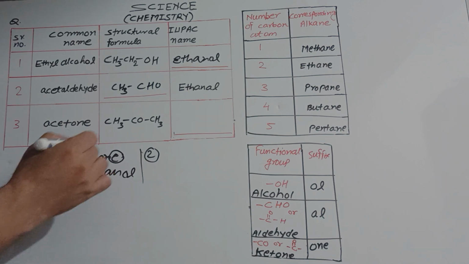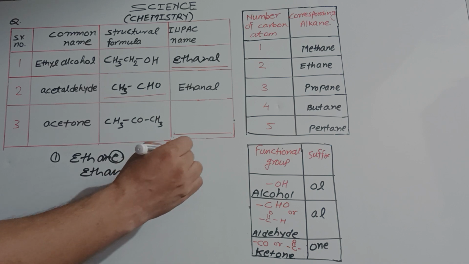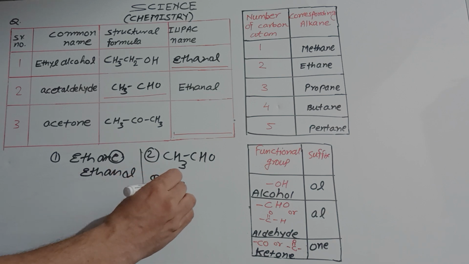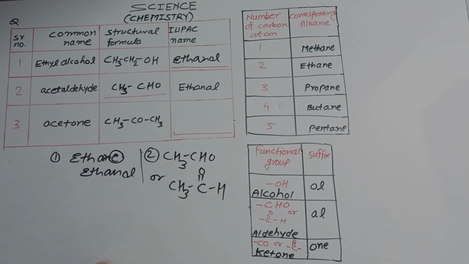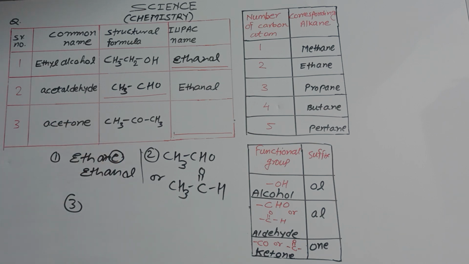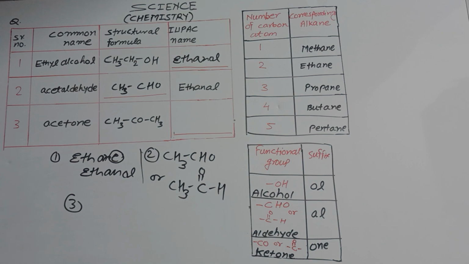So for the second one we'll write the structural formula CH3CHO, or we can write CH3 C double bond O with 1 hydrogen atom. Let us move to the next one, the third one. Now here the common name is given, acetone, and the structural formula is given, CH3COCH3, and you're supposed to write the IUPAC name.